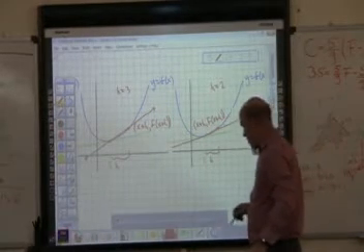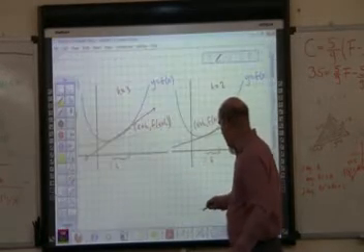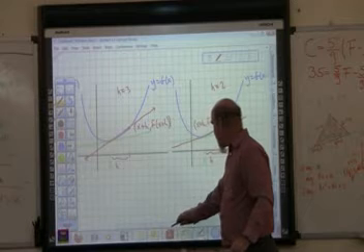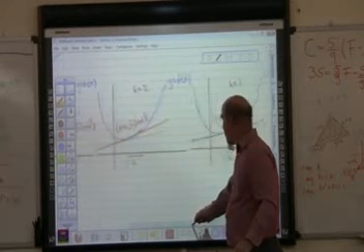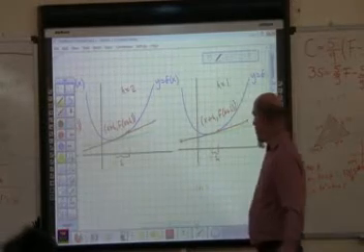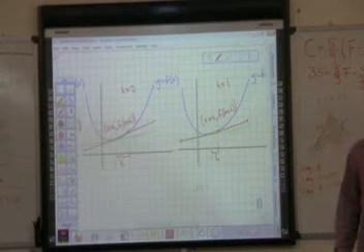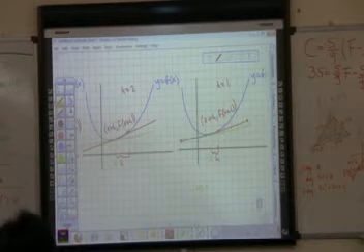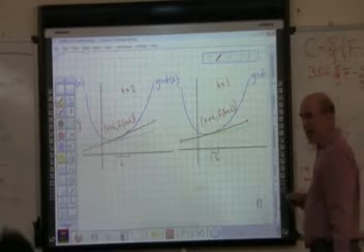I'm not satisfied with using this as my approximation. Let's go to 1. One's pretty good. But I'm still not satisfied. It's not as good as I can get.